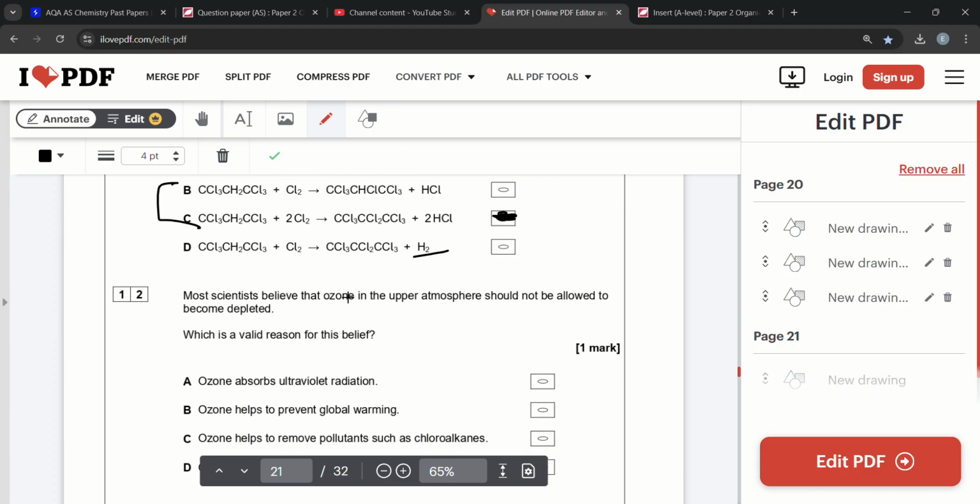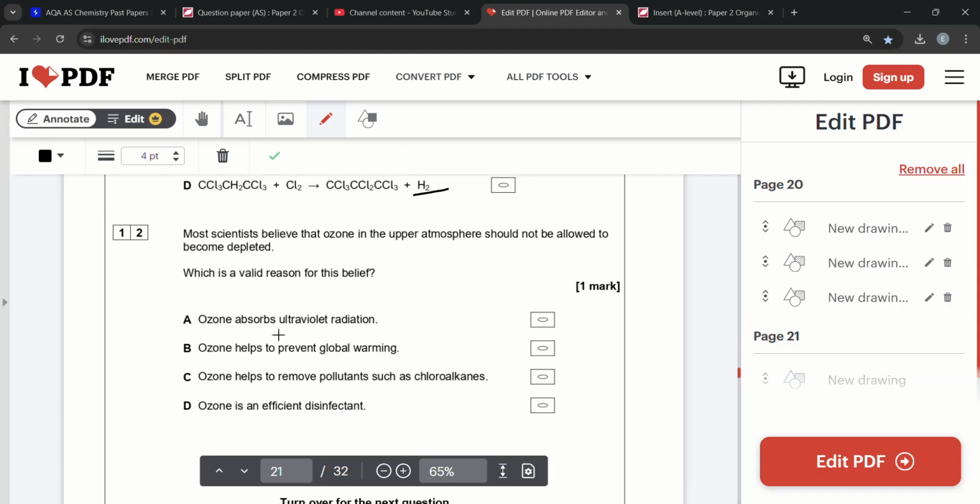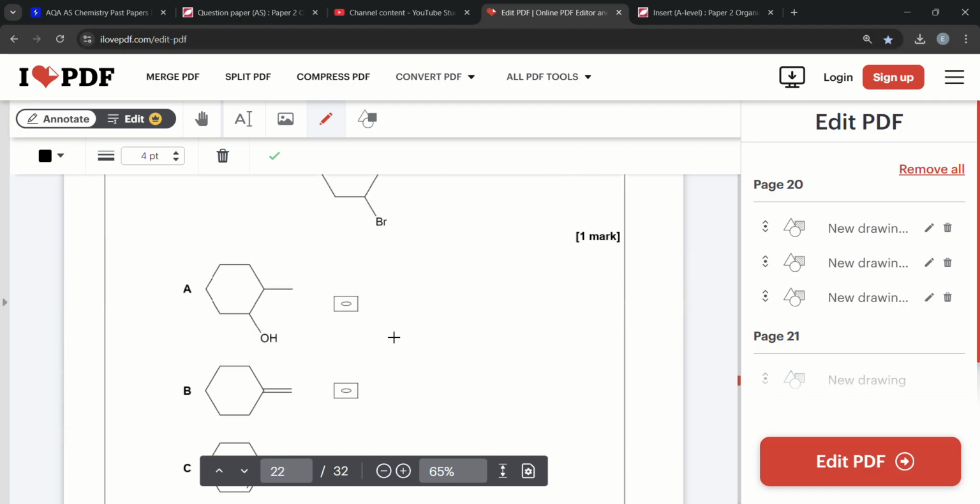Question 12. Most scientists believe that ozone in the upper atmosphere should not be allowed to become depleted. Which is a valid reason for this belief? Ozone absorbs ultraviolet radiation. Yes. Ozone helps prevent global warming. No. Helps remove pollutants such as chloroalkanes. No. Efficient disinfectant. No.